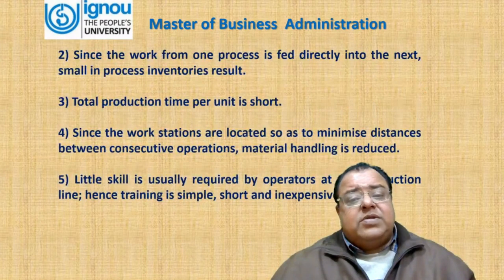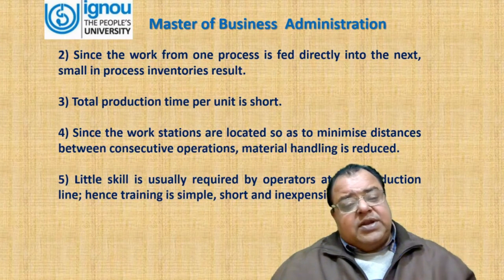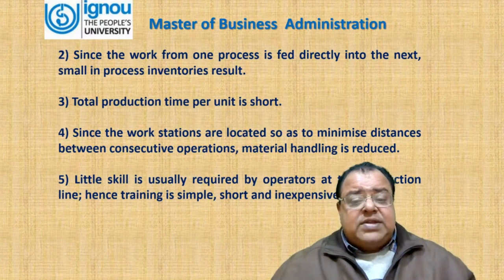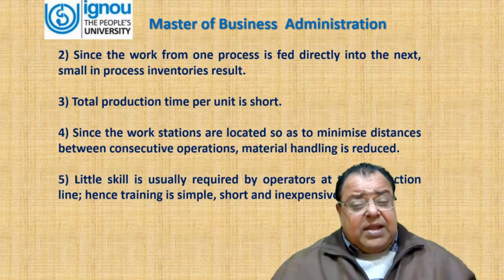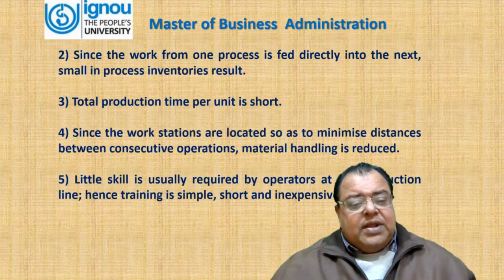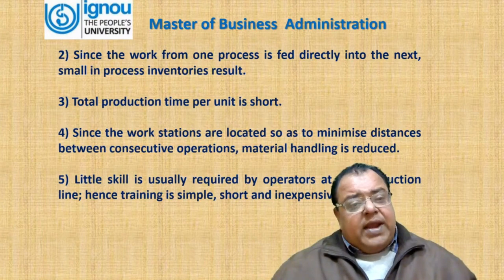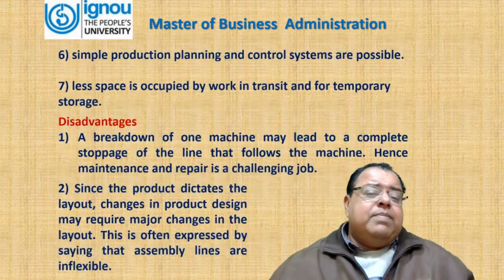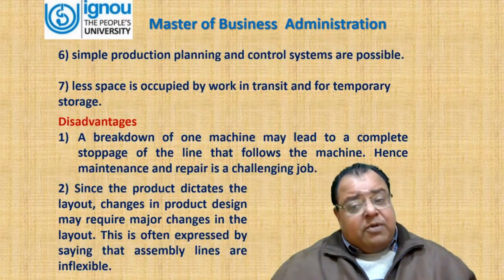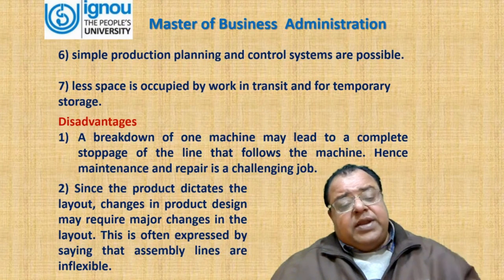Since the output from one process is fed directly into the next, small in-process inventories result. Total production time per unit is short. Since the workstations are located so as to minimize distances between consecutive operations, material handling is reduced. Little skill is usually required by operators at the production line. Hence, training is simple, short, and inexpensive. Simple production planning and control systems are possible. Less space is required for work in transit and for temporary storage.